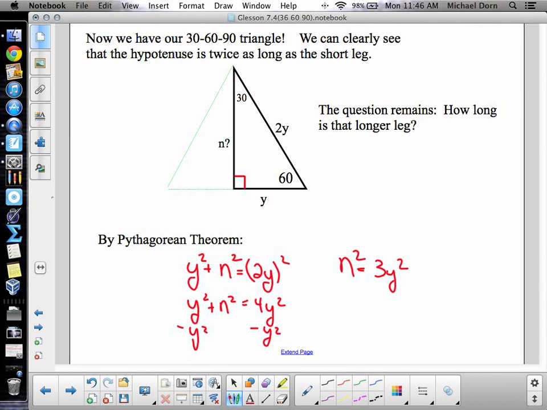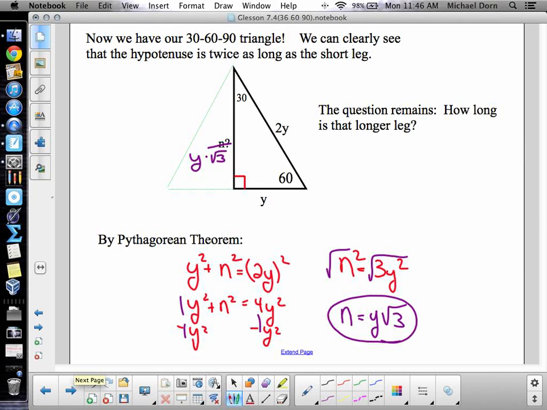Oh, okay. I figured it was going to be 4, but then... No, it's like 1y squared, right? Okay, I get it now. So, we take the square root of both sides. Square root of n squared is just n. Square root of y squared is y, but the square root of 3 does not simplify. So this long leg is the short leg times the square root of 3.